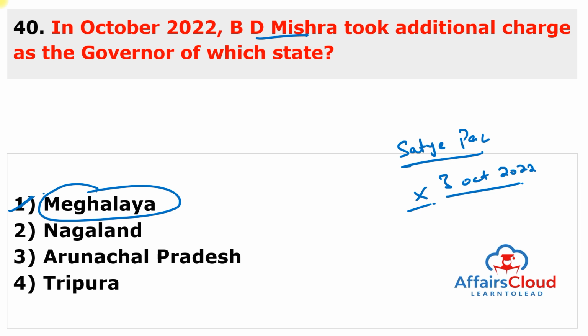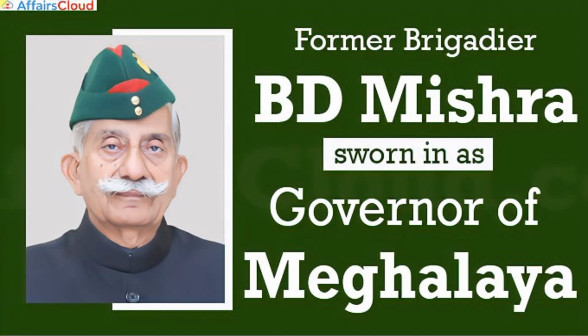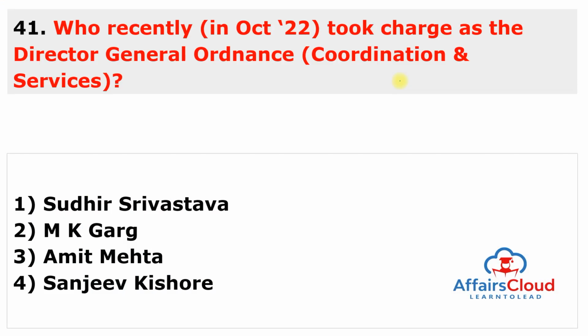Former Brigadier of the Indian Army B.D. Mishraji took additional charge as the governor of Meghalaya at a function in the Darbar Hall of the Raj Bhavan in Shillong. He succeeds Satyapal Malikji, whose tenure ended on 3rd October 2022. The oath was administered by the acting Chief Justice of Meghalaya, Justice Hamsaran Singh. He has been serving as the Arunachal Pradesh governor since 2017.